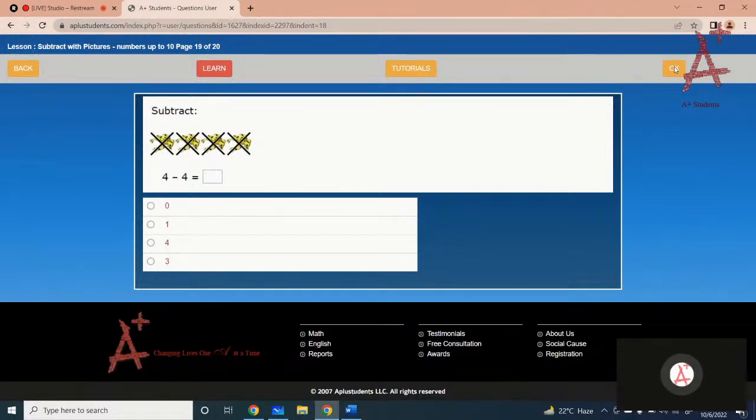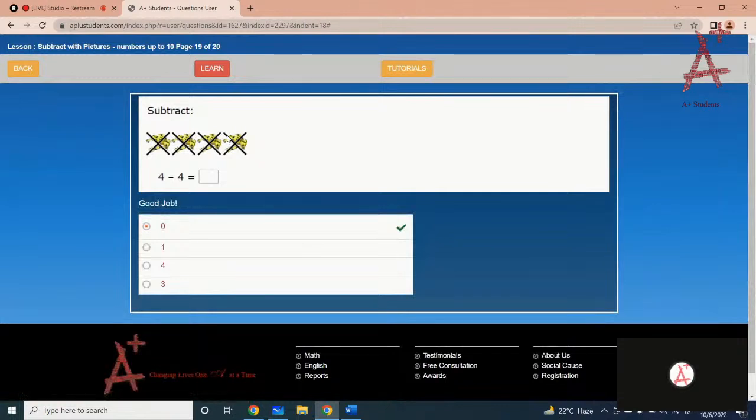Okay, so you have four of the monkeys and all fours are crossed out. Very good. It is four subtract two is two. Okay, out of the four, all four are crossed out. So four subtract four is, four take away four is zero. Select the correct option and click on the OK button.